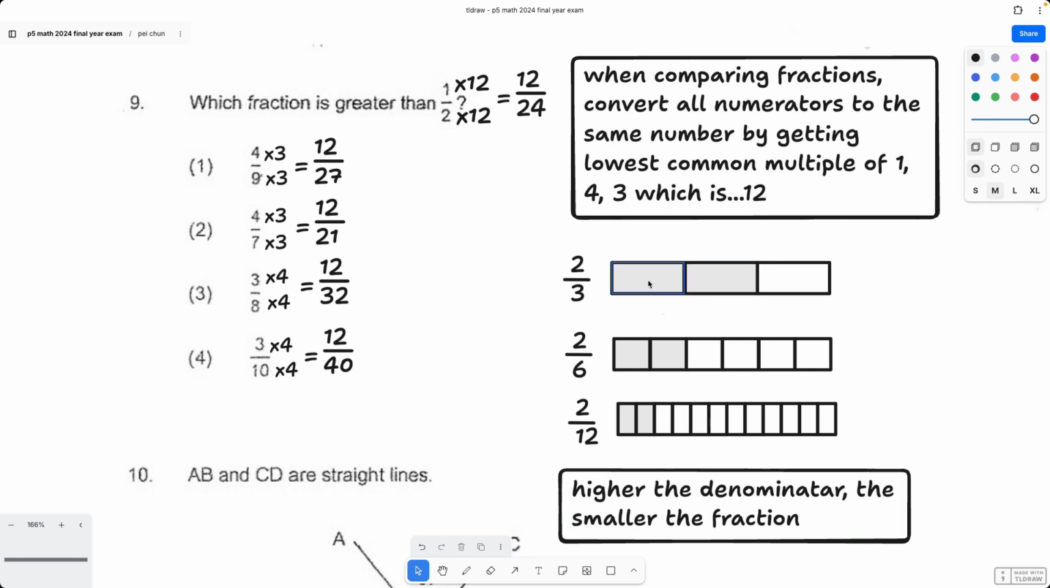So you can visually see, right? 2 out of 3 is the biggest, 2 out of 6 is smaller than 2 out of 3, and 2 out of 12 is the smallest.